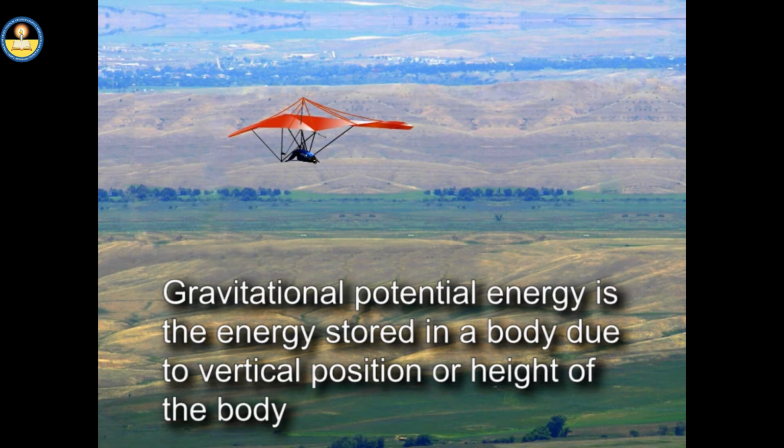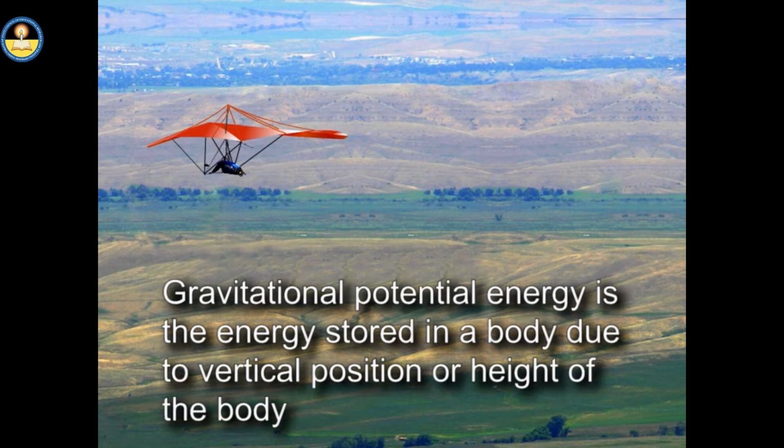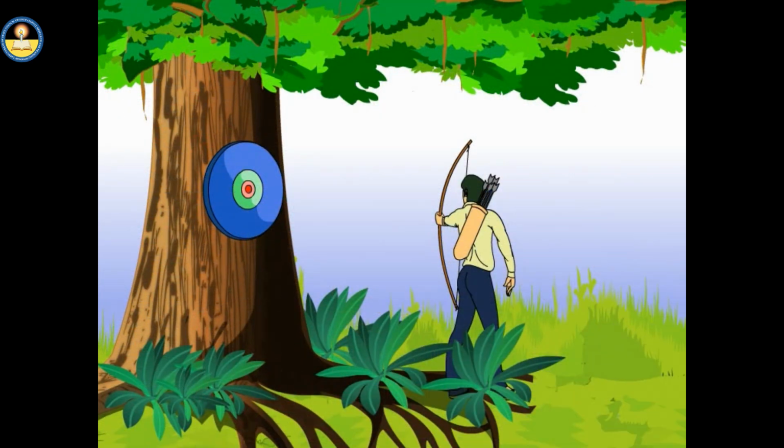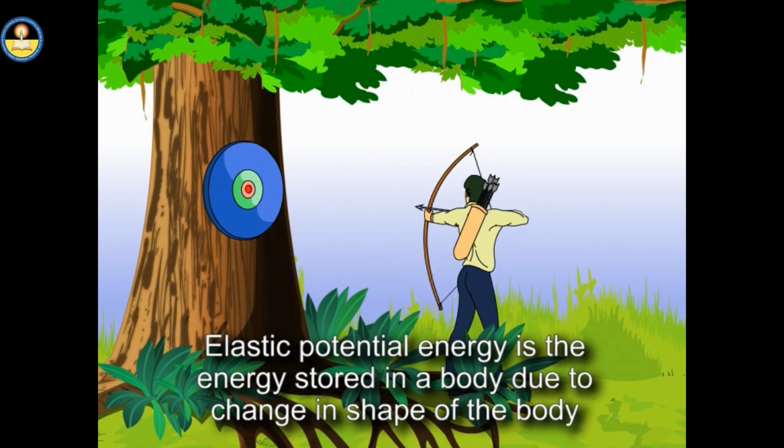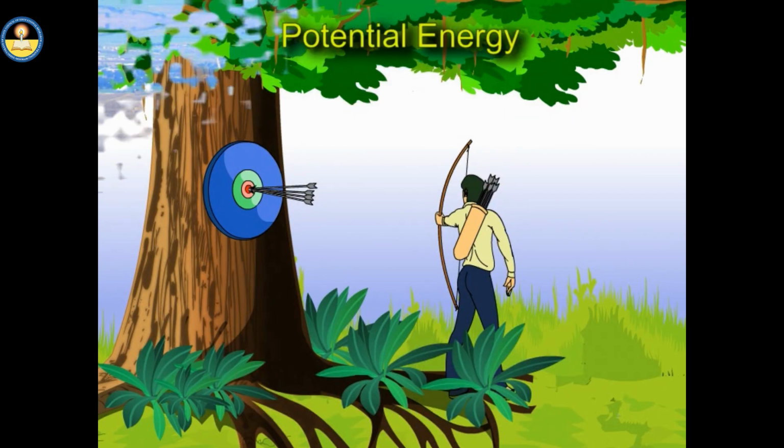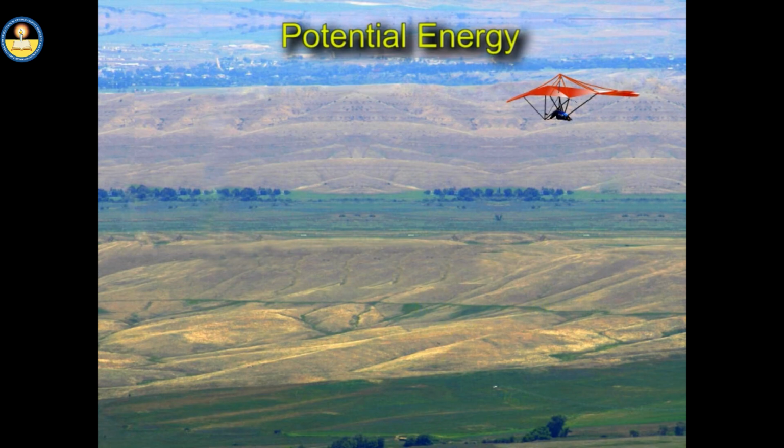This energy is stored as the result of gravity, whereas the energy stored in elastic materials as a result of change in their shapes is referred to as elastic potential energy. In general, potential energy is commonly referred to as gravitational potential energy.